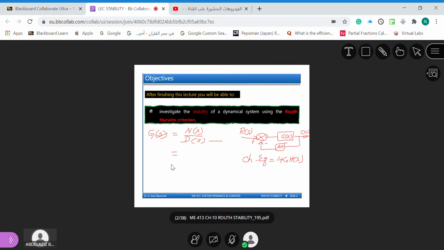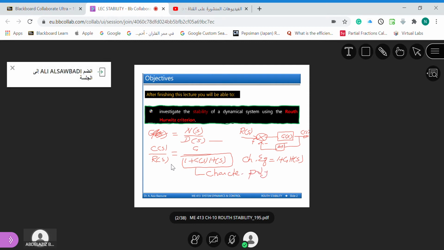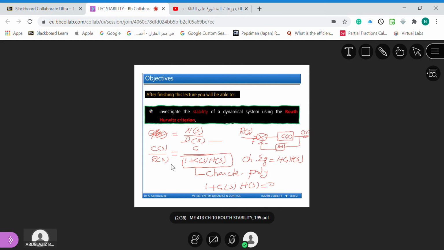In general, c of s over r of s can be written in this form: g over 1 plus g of s h of s. Usually we call 1 plus g of s h of s the characteristic polynomial. But when we equate it to 0, 1 plus g of s h of s is equal to 0, we call it the characteristic equation.